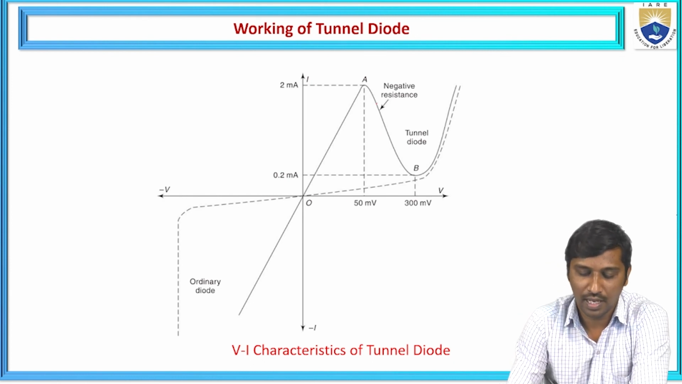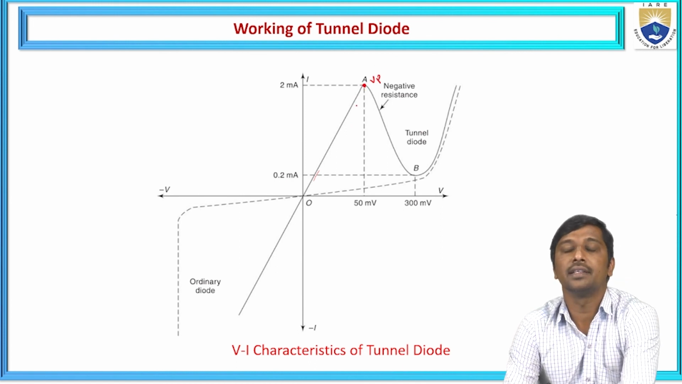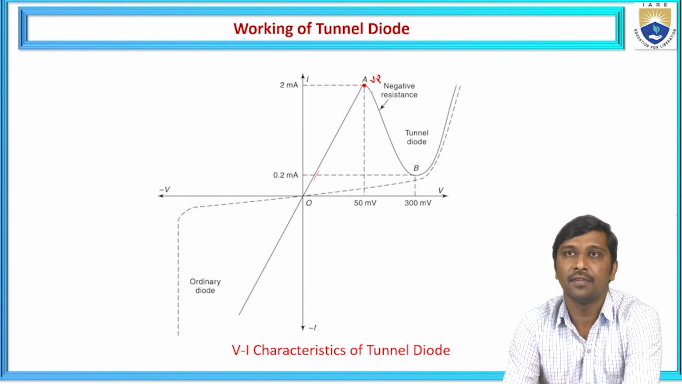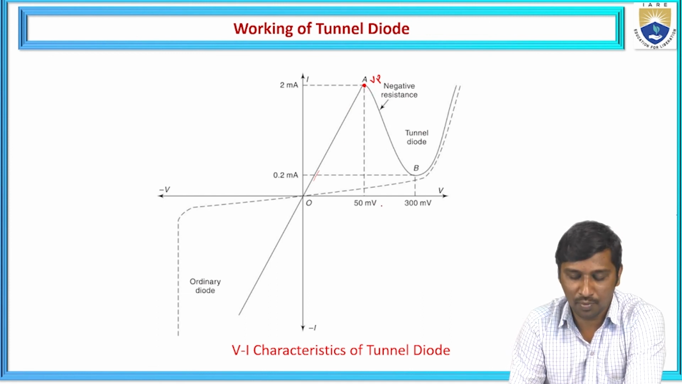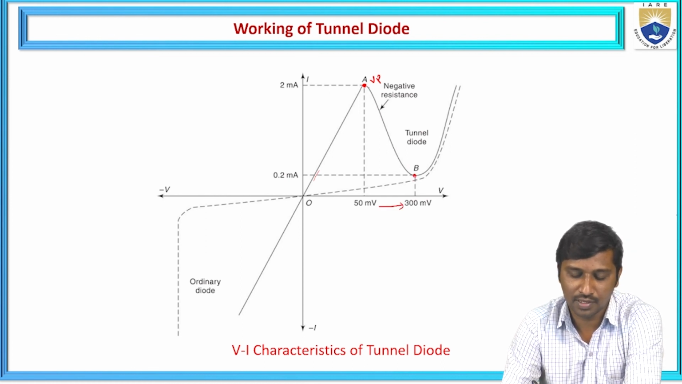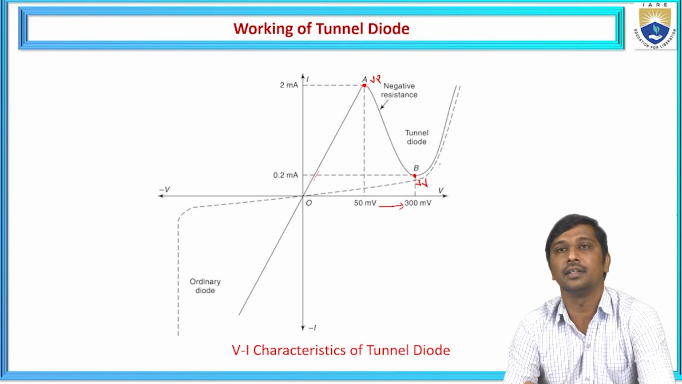Up to this point is the peak voltage. As the forward voltage goes on increasing, the conduction rate also increases. Whenever it reaches the peak point, even though you are applying more voltage, the conduction rate decreases up to some voltage that is called the VV.